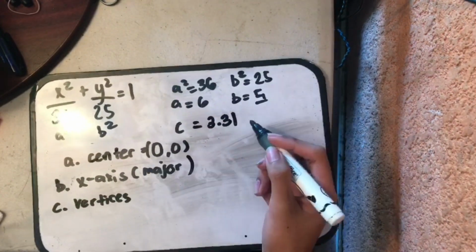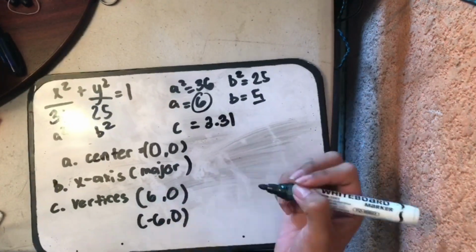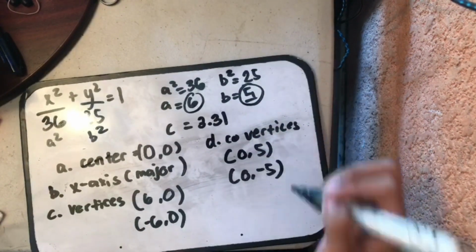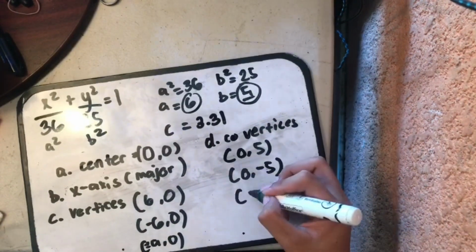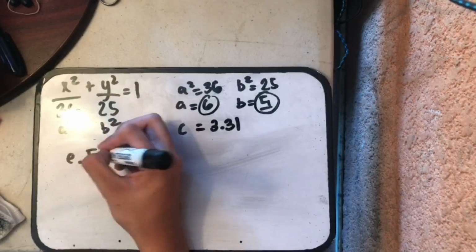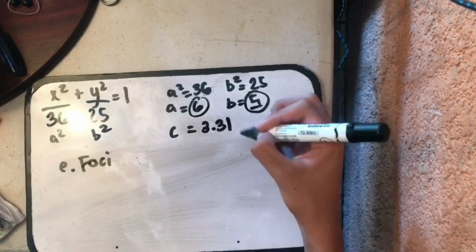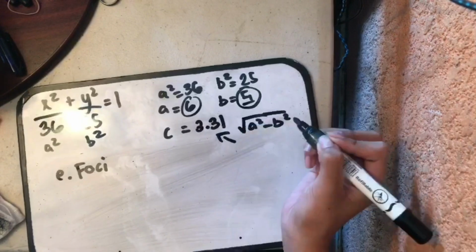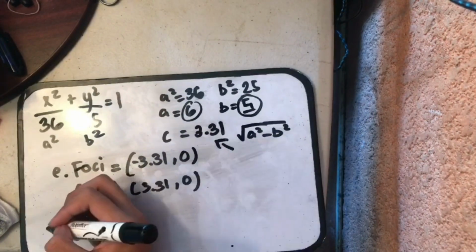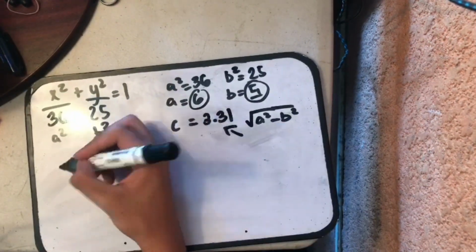Now the vertices are positive and negative a and 0, which is 6, 0 and negative 6, 0. Co-vertices are 0 and positive and negative b. Now the foci. Foci is positive and negative c and 0. So it's 3.31 and 0 and negative 3.31 and 0.